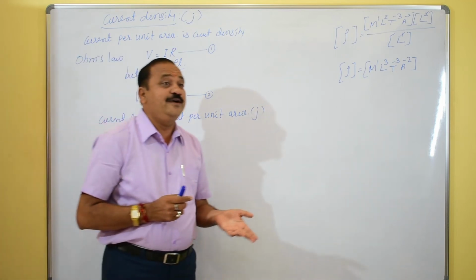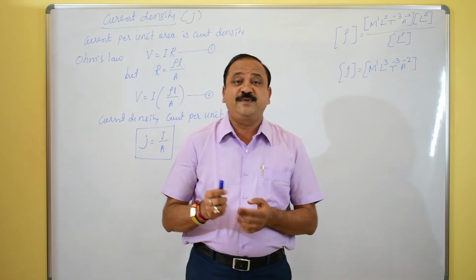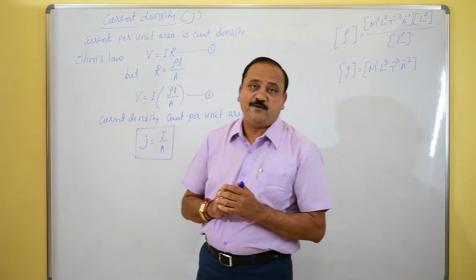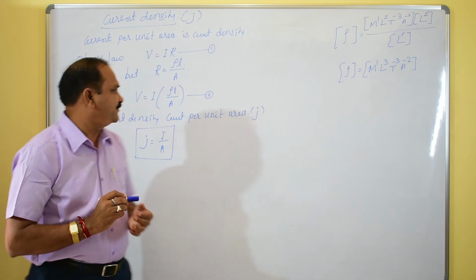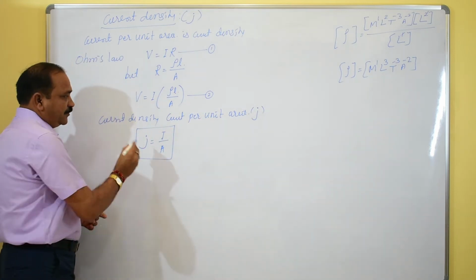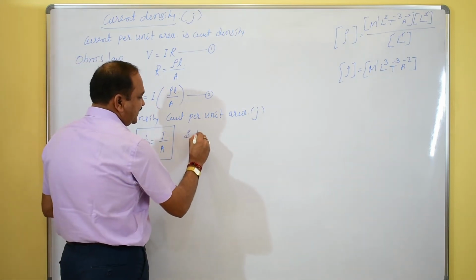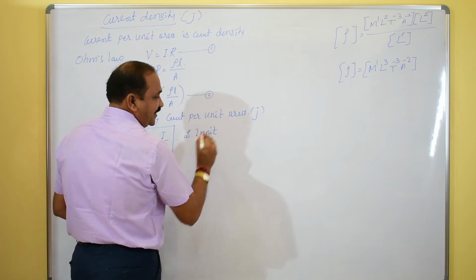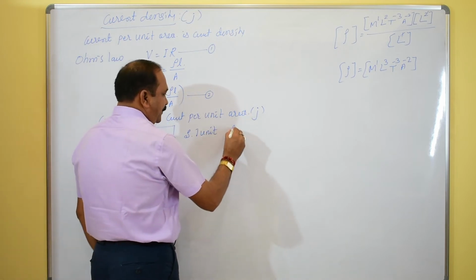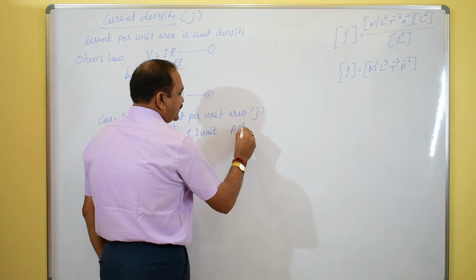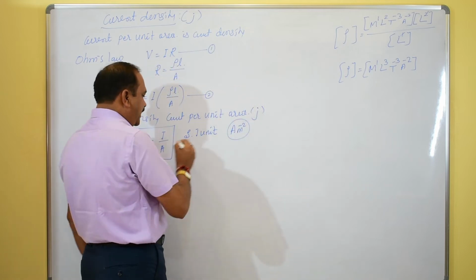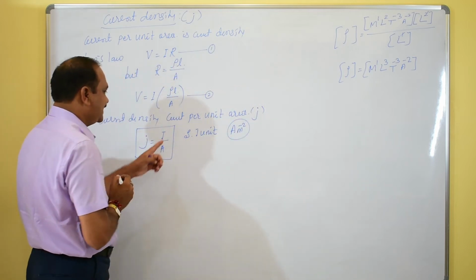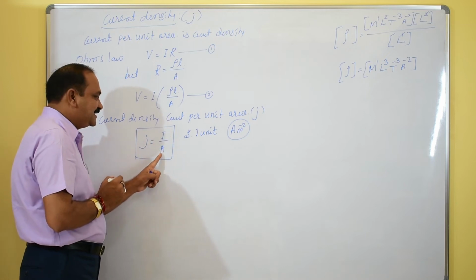Whether it is a scalar quantity or a vector quantity, you should try to understand all these things. So apart from this, what is the SI unit of current density? The SI unit is ampere per meter square, where meter square is the area.